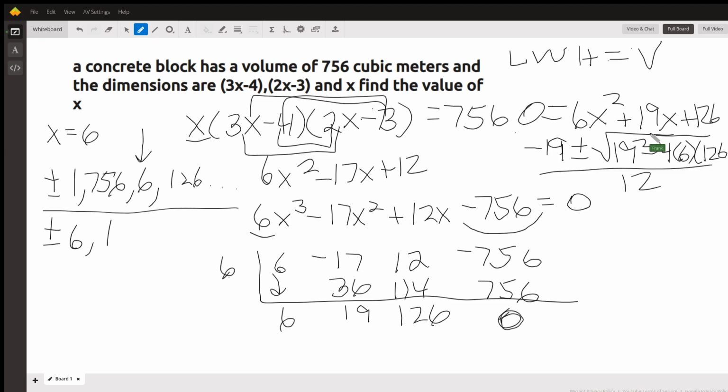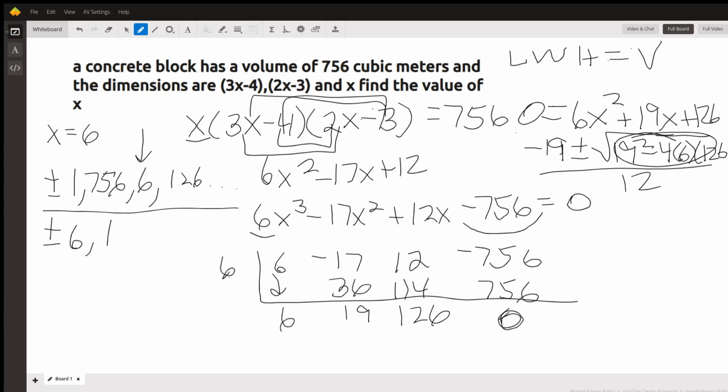But look at inside that square root. If it's negative, then these aren't going to be real numbers. And 19 squared, 20 squared is 400. 4 times 6 is 24. Well, 10 times 126 is 1,260. This is going to be a negative number. So these are not real solutions.